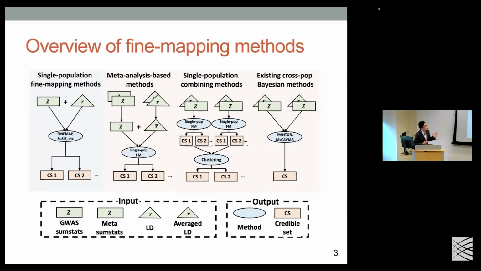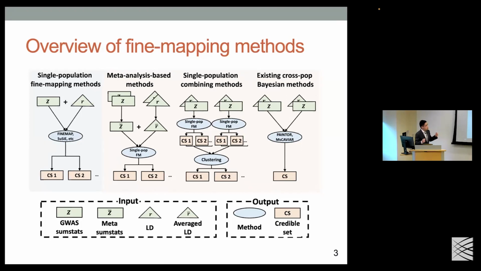Now an overview of the existing methods for fine-mapping. Generally, they can be divided into 2 parts by the number of populations or data they use. The left one is single-population fine-mapping, which is easy to understand. They use data from a single population, and a lot of methods have been proposed, like FINEMAP or SuSiE. The rest of the three are widely used for cross-population fine-mapping.